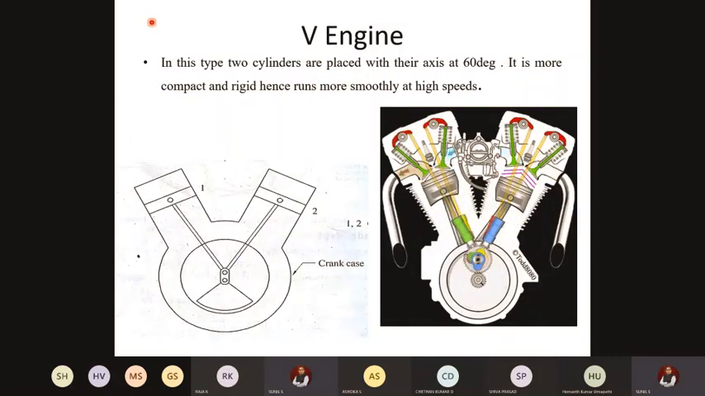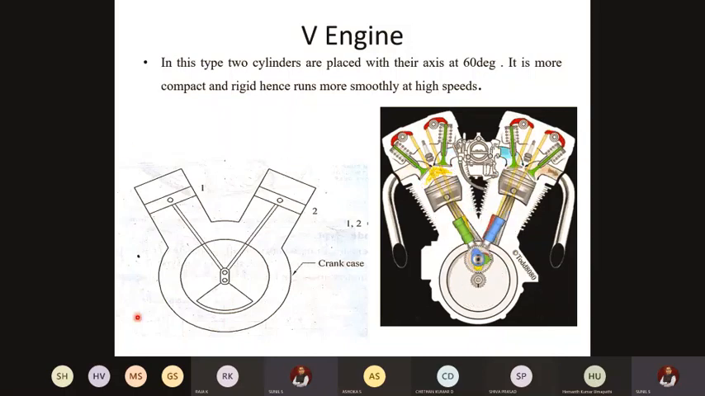It is the V engine. Usually the two cylinders are placed at an angle of 60 degrees. In this type of arrangement, two cylinders are placed with their axes at 60 degrees. It is more compact. Usually it is used in racing cars. A very compact engine at a lower weight can give out very high power, so that the engine runs very smoothly at higher speeds. So usually in racing vehicles, it is used.